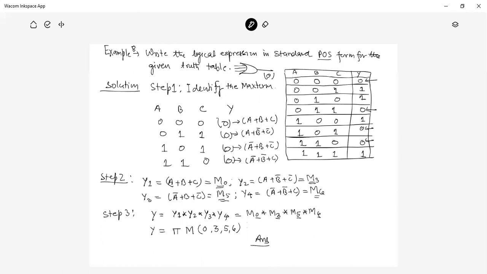You can also deduce from 0, 1, 2, 3, 4, 5, 6, 7 the corresponding terms. So this is M3, here it is M5, here it is M6. So 0, 3, 5, 6. So this is the logical POS expression for the max terms of the given table.